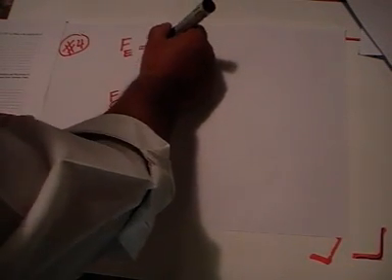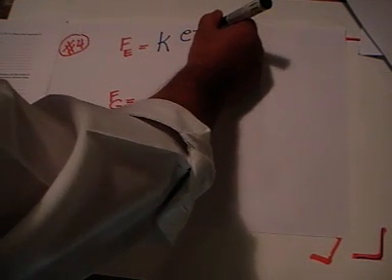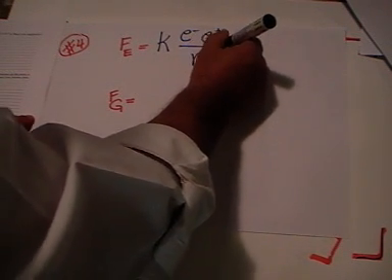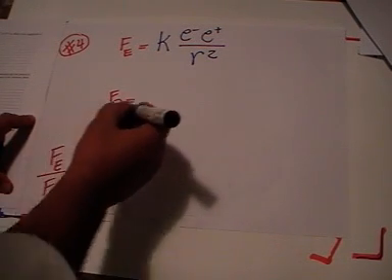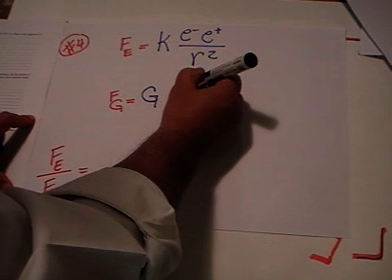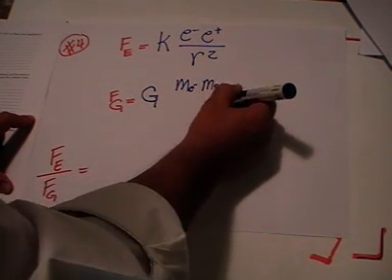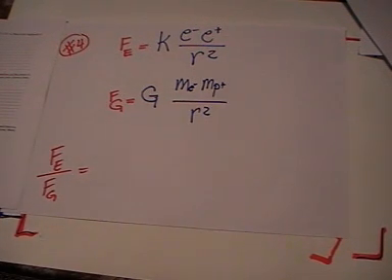Fe is simply equal to K times the charge of the electron and the charge of the proton, divided by the distance between them squared, which we know. Fg is defined as G times the mass of the electron and the mass of the proton, divided by the distance between them squared. That's what the definition is.